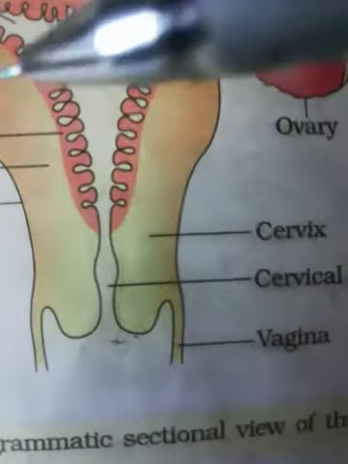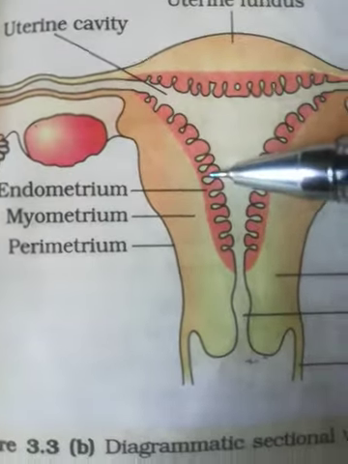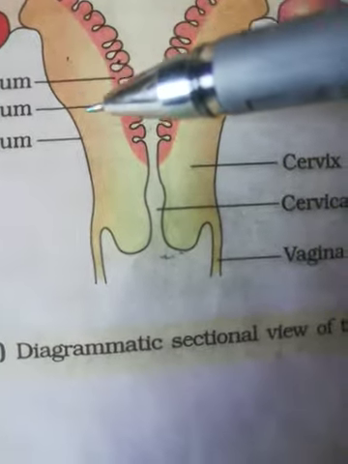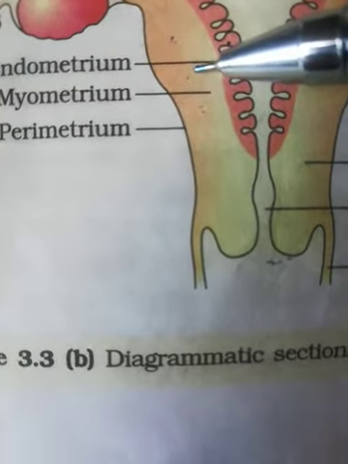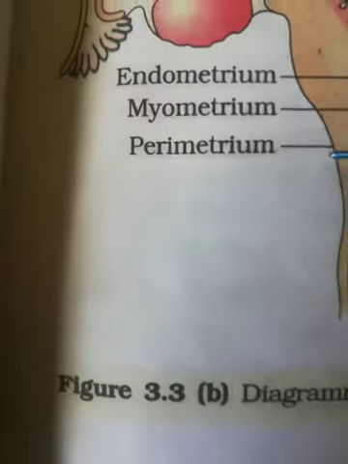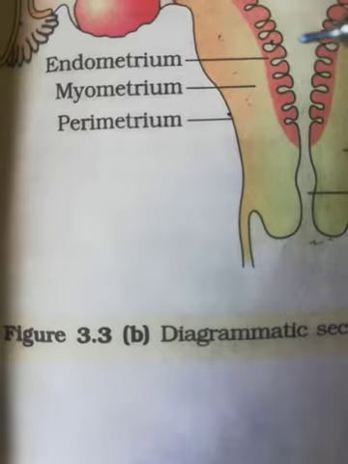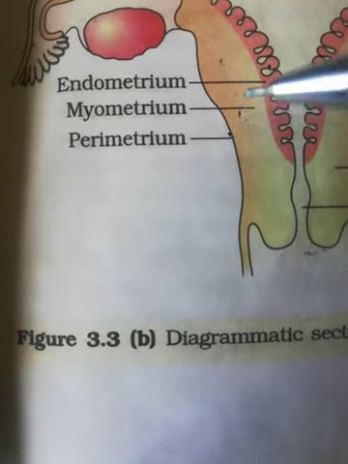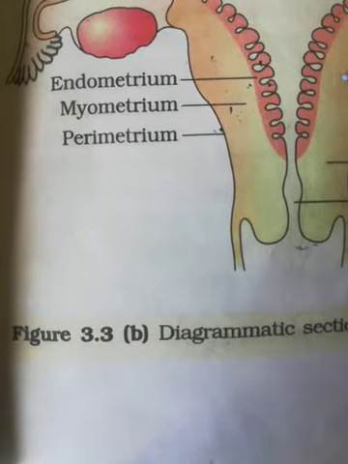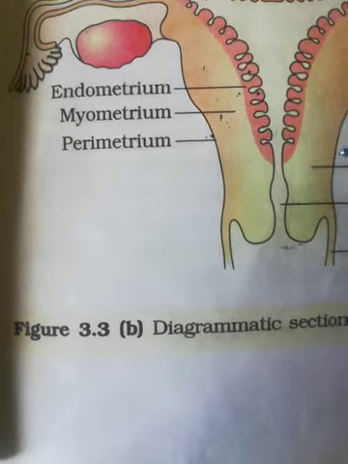If you observe, this one is the innermost layer. This is called endometrium. This one is the middle layer of the uterus. This is called myometrium, and this is the outermost layer of the uterus. It is called perimetrium. So there are 3 layers: endometrium, myometrium, and perimetrium, and all of these layers have different functions, different roles.